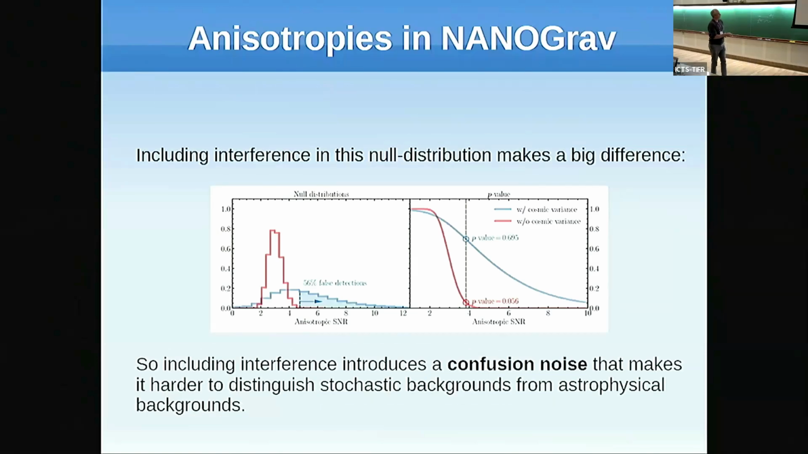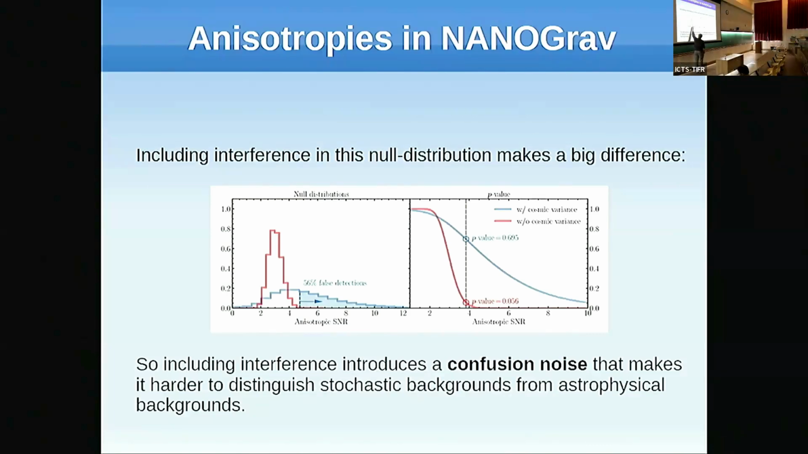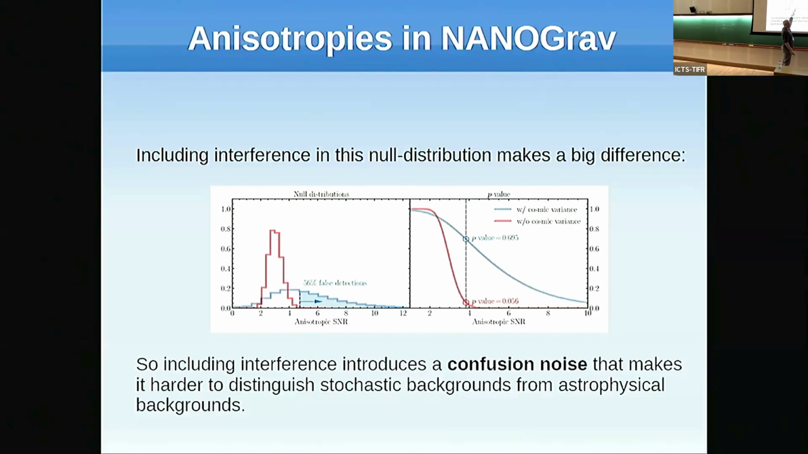So the red one is a null distribution that NANOGrav used in their analysis. And the blue one is a null distribution if you include cosmic variance. And for example, one way to read this plot is, if in the NANOGrav analysis, they would say, okay, if SNR is larger than 4, we are in this tail. This looks really unlikely, right? So we detected an anisotropy.